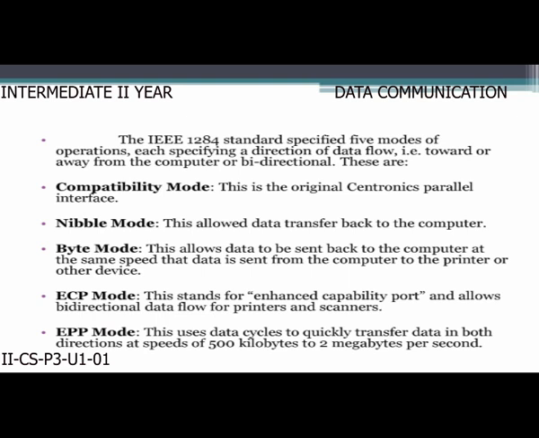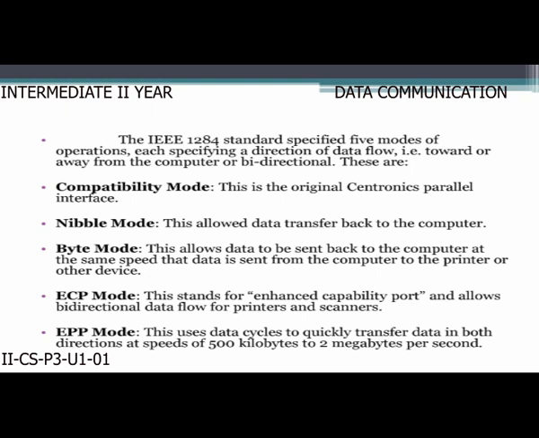The Institute of Electrical and Electronics Engineers 1284 standard specified 5 modes of operation, each specifying a direction of data flow, that is toward or away from the computer, or bidirectional. These are compatibility mode, the original Centronics parallel interface. Nibble mode, which allowed data transfer back to the computer. Byte mode, which allows data to be sent back to the computer at the same speed the data is sent from the computer to the printer or other device.